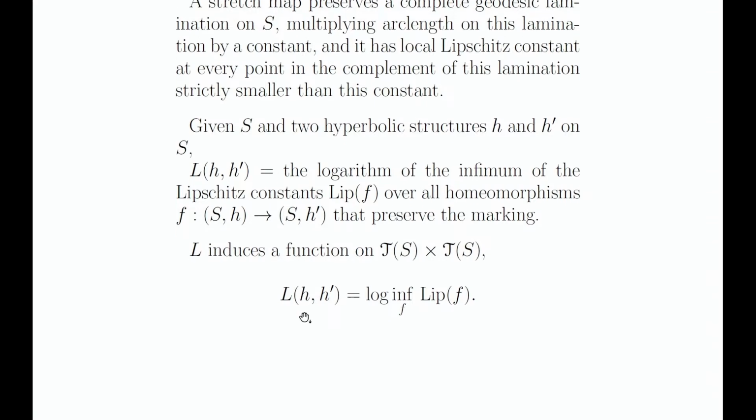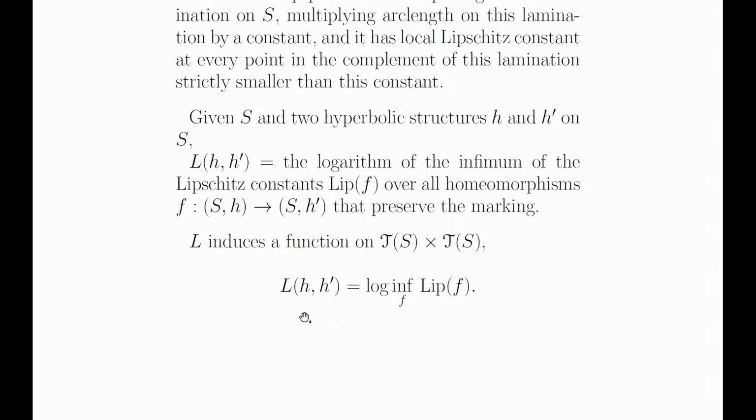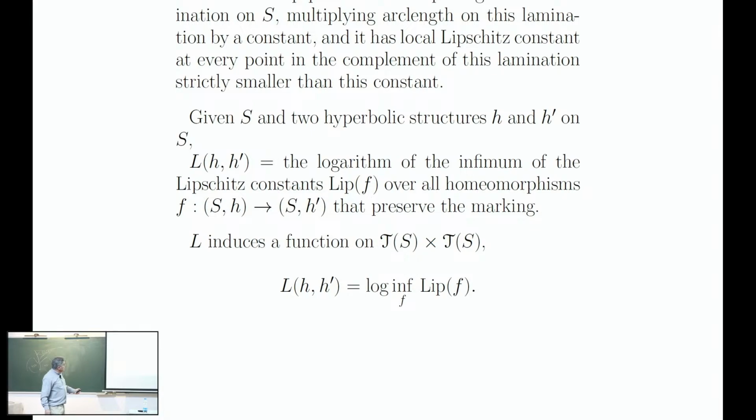Now, the Thurston metric. I have two hyperbolic surfaces on my topological surface S, together with the marking, and I declare the distance, the Thurston distance between the two hyperbolic structures, as the logarithm of the infimum of the Lipschitz constant over all homeomorphisms that preserve the marking. Now I think if you concentrate, you understand all these words.